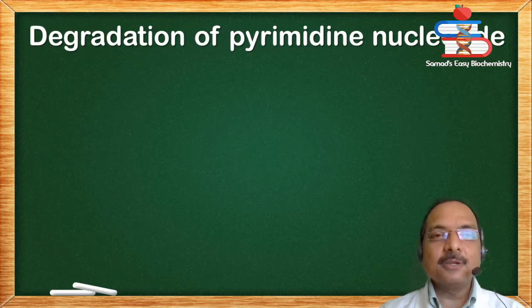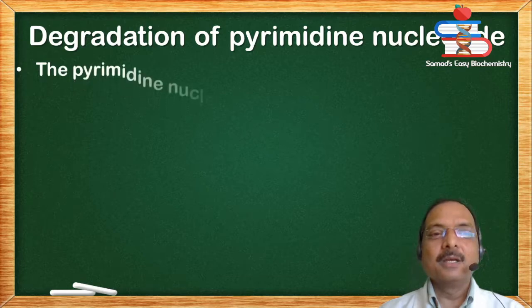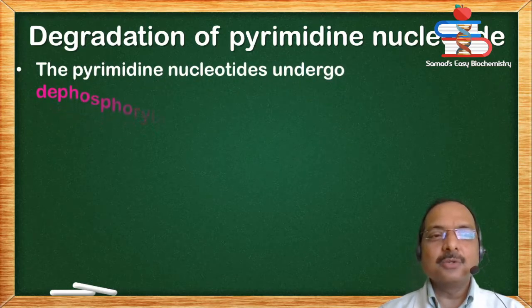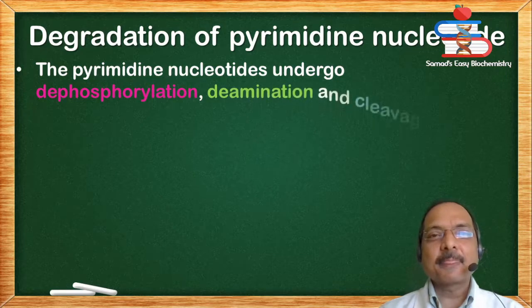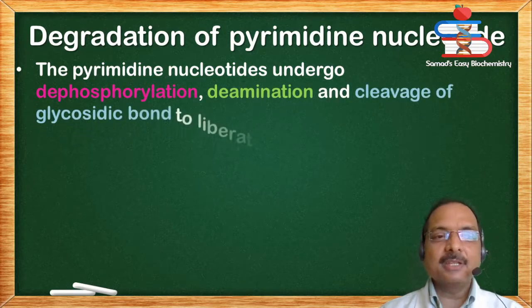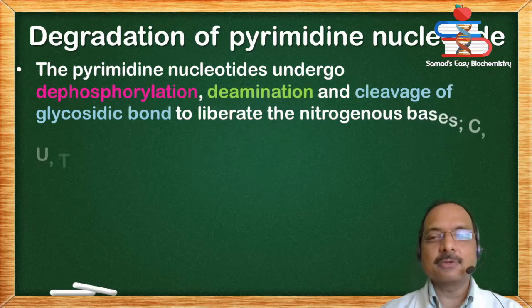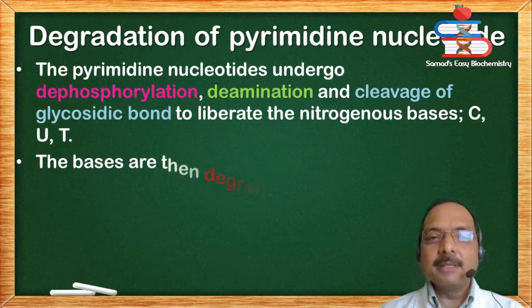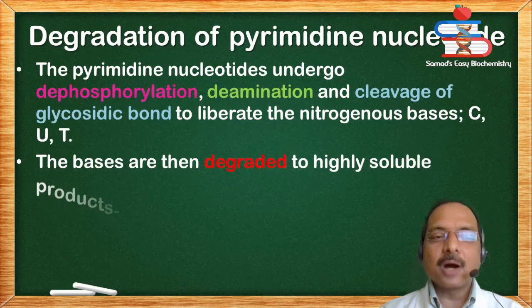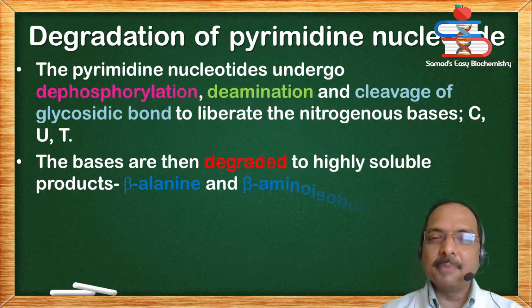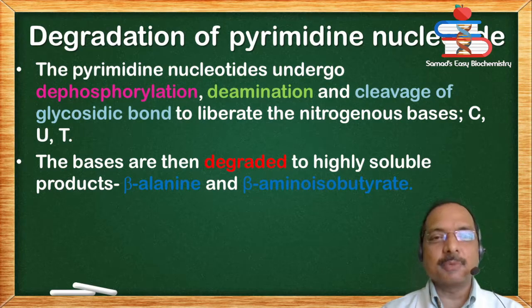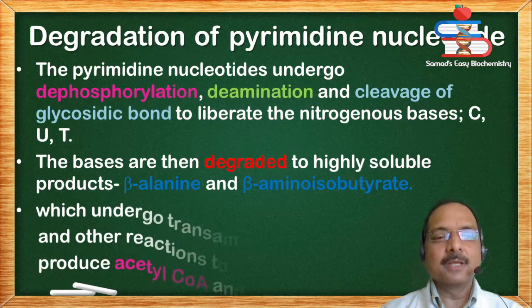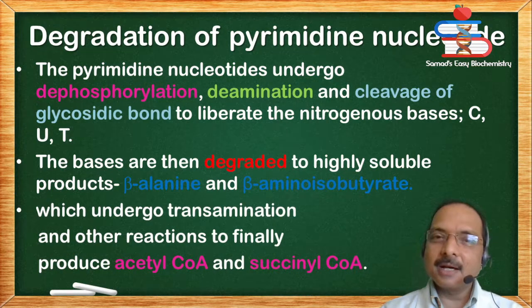Degradation of pyrimidine nucleotides. The pyrimidine nucleotides undergo dephosphorylation, deamination, and cleavage of the glycosidic bond to liberate the nitrogenous bases, C, U, and T. The bases are then degraded to highly soluble products, beta-alanine and beta-aminoisobutyrate, which undergo transamination and other reactions to finally produce acetyl coenzyme A and succinyl coenzyme A.